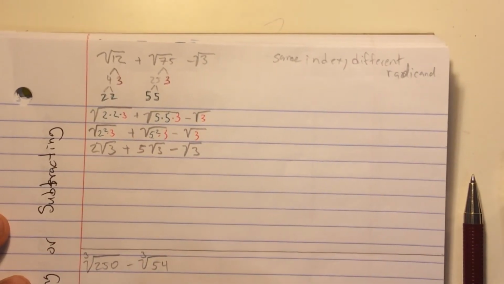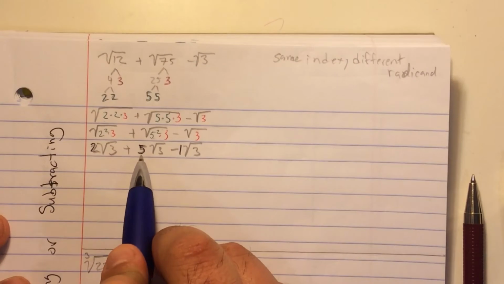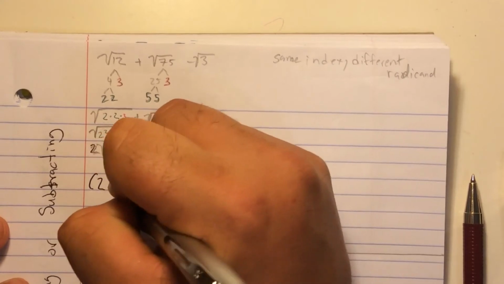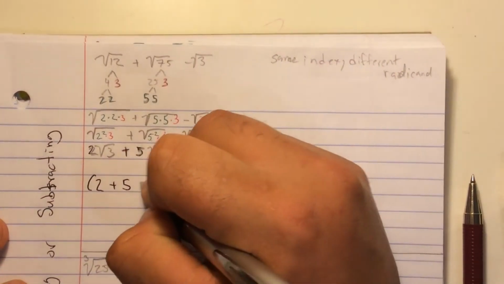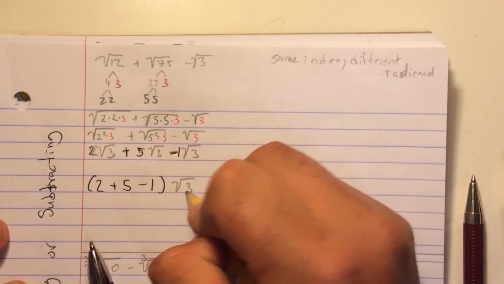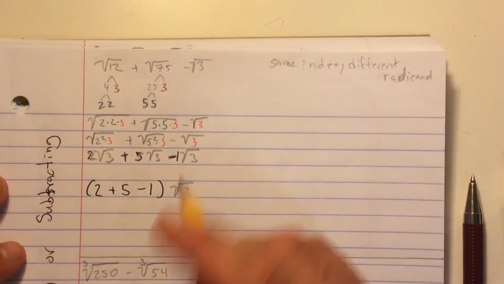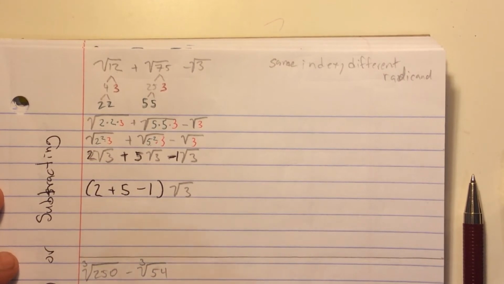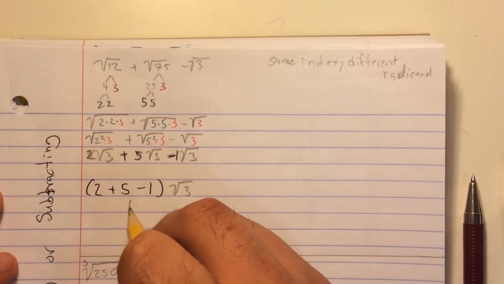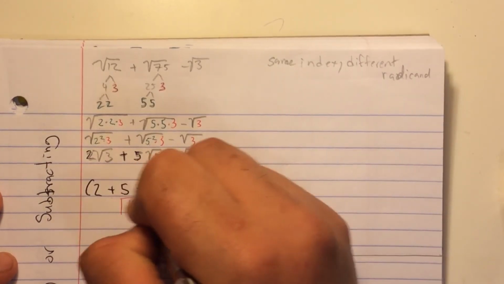So now we have our wonderful coefficients. It's our 2, 5, and negative 1. So we're going to use the distribution property. We have 2 plus 5 minus 1, and then we have our radical 3. I just wanted to go over the math first. So we're going to simplify this. We have 2 plus 5 is 7, minus 1 is 6. Radical 3. So this would be our answer.